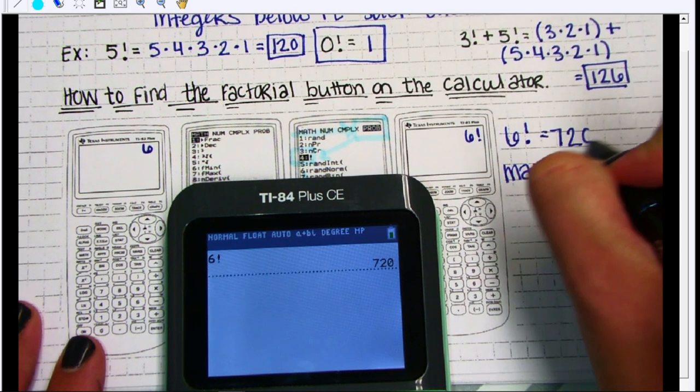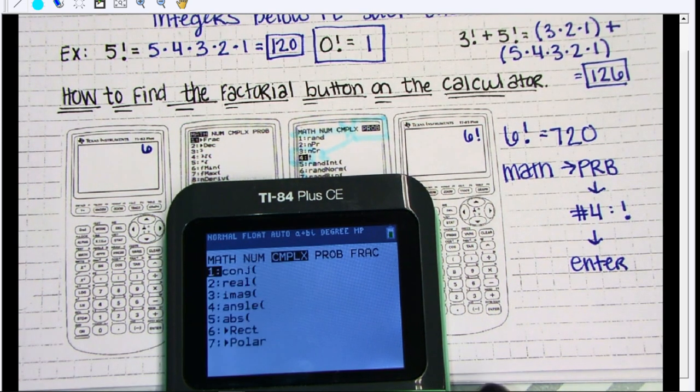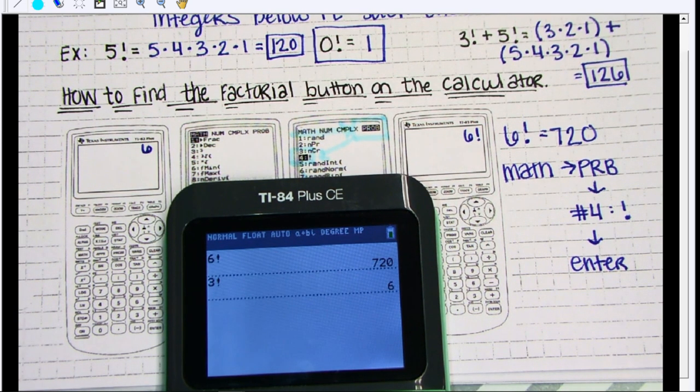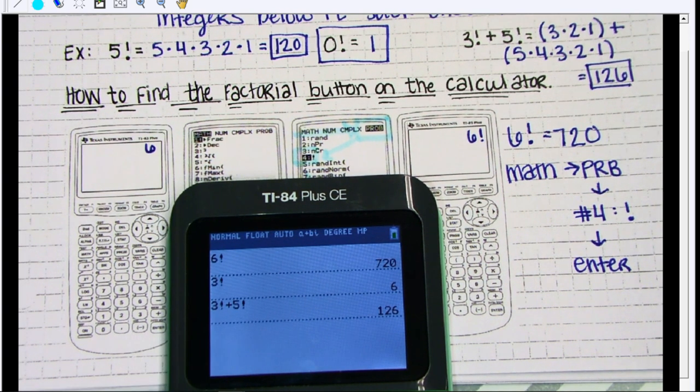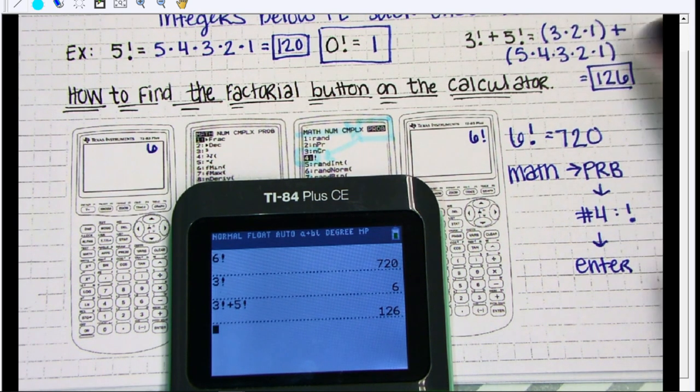Now, you can also do the problem that we did up here. You can do 3 factorial plus 5 factorial, and it'll give you 126. When you do the factorials, though, you don't need parentheses, so just keep that in mind. The only time you want parentheses is if you're doing it the longer method.